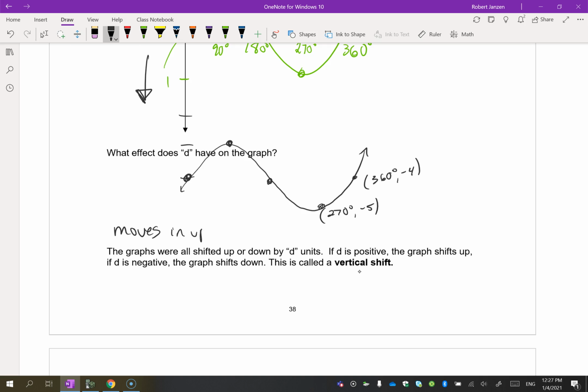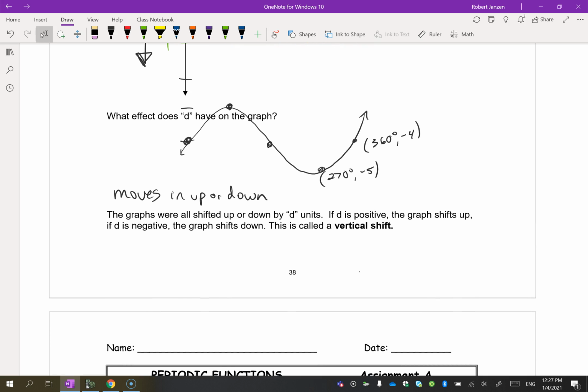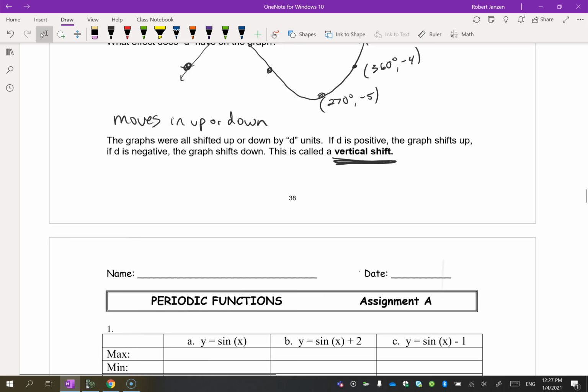Moves it up or down. Okay, they were all shifted up or down by D units. We call that a vertical shift. It does not affect the period, does not affect the amplitude, just moves it up and down.